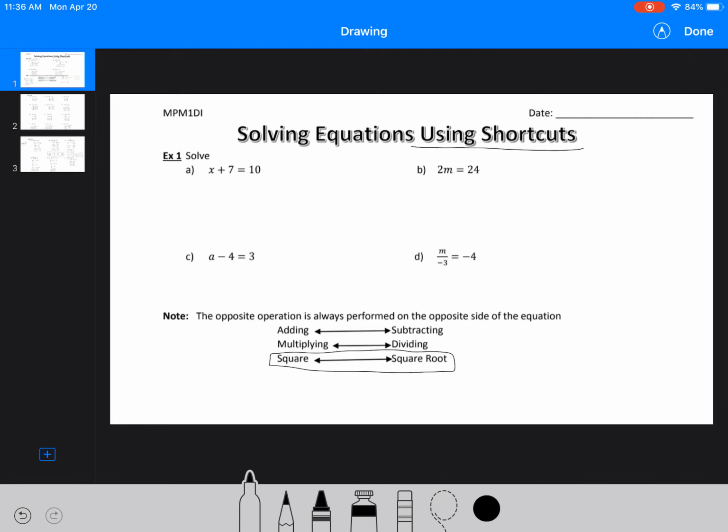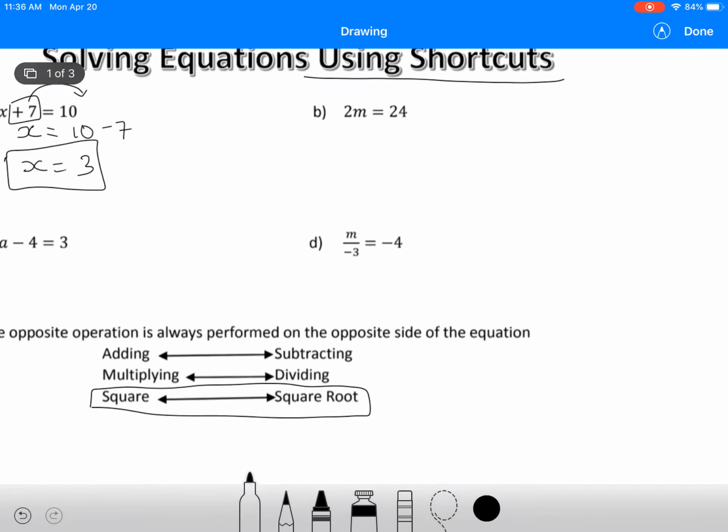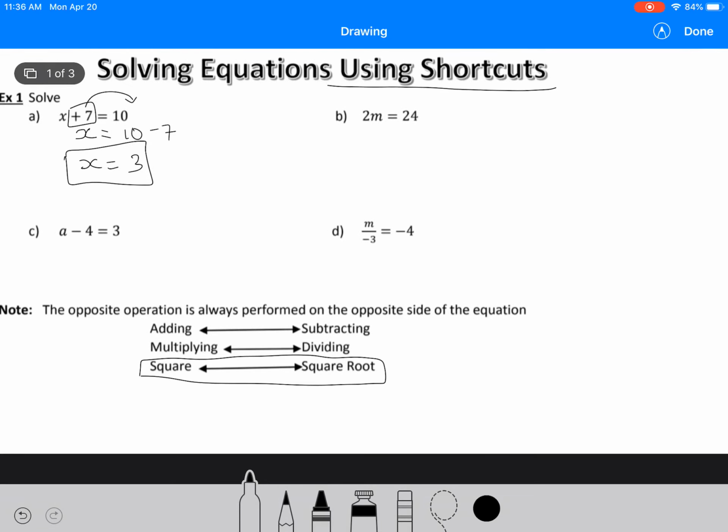So, for this first question, we have x plus 7 equals 10. By now, everyone should know that the plus 7 will pick up and go to the other side and become a minus 7, which will equal 3. On the next one, we have 2m equals 24. So the opposite of multiplication is division. So m has to be 12.